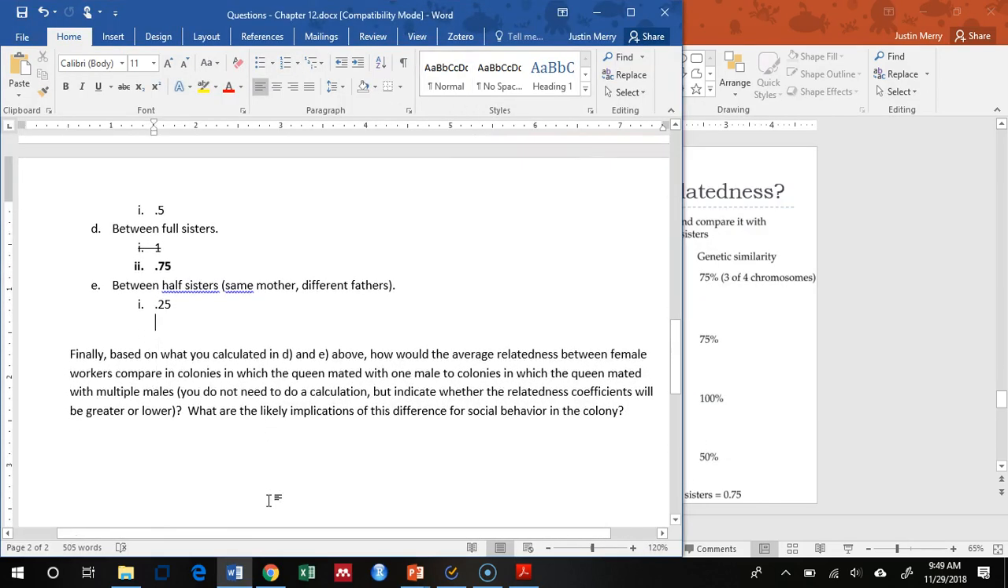That last bit is interesting, though, because we do have this big drop, right? We go from 0.75 to 0.25 if we're dealing with half-sisters. And so this final question says, based on what you calculated in D and E above, how would the average relatedness between female workers compare in colonies in which the queen mated once versus multiple times? I said one time, I was revising it this morning, so sorry about this. But the idea is if the queen mated with 1 male versus with multiple males, how would this affect the relatedness coefficients? So what did you get, Ashley?